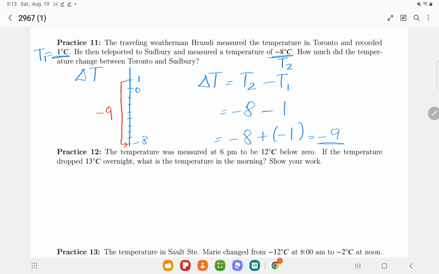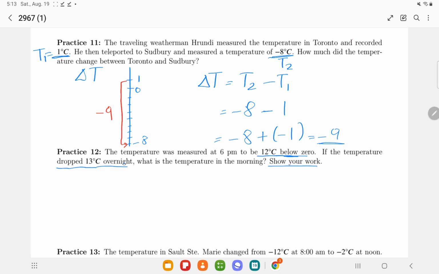Practice 12. The temperature was measured at 6 p.m. to be 12 degrees Celsius below zero. If the temperature dropped 13 degrees Celsius overnight, what is the temperature in the morning? We need to show an equation. So we're not looking for the change. We know that the change is negative 13 because it dropped 13 degrees Celsius.